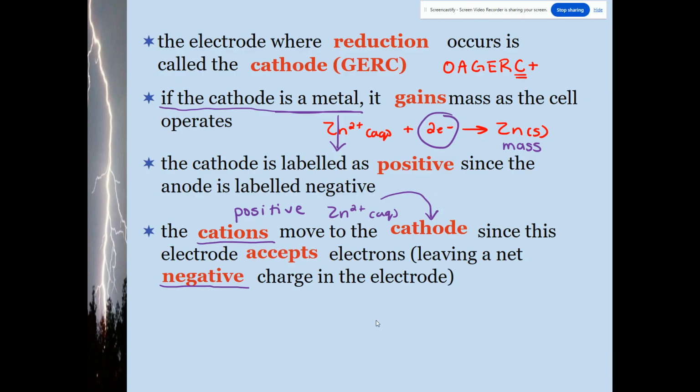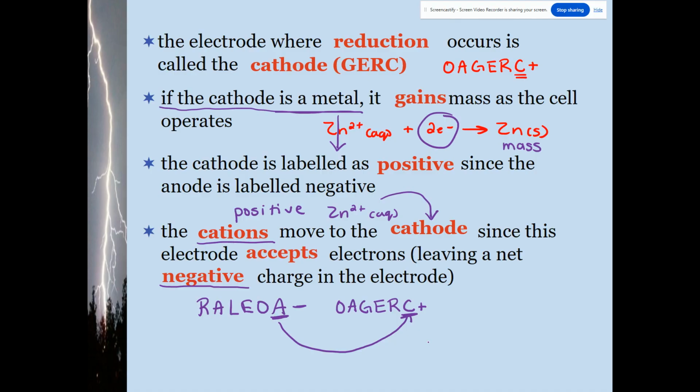So in summary, the reducing agent, the strongest reducing agent in your solution is going to lose electrons undergoing oxidation at the anode. The electrons are going to transfer from the anode to the cathode. The cathode is where the oxidizing agent, the strongest oxidizing agent in your solution, gains electrons undergoing reduction. Okay? The cathode is labeled positive, the anode is labeled negative.